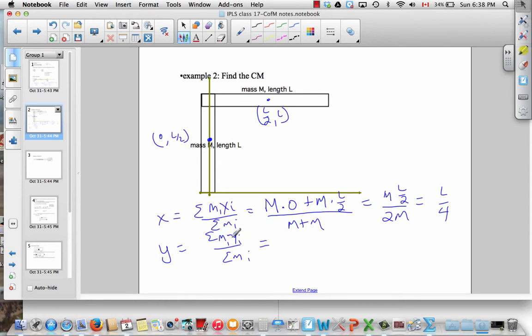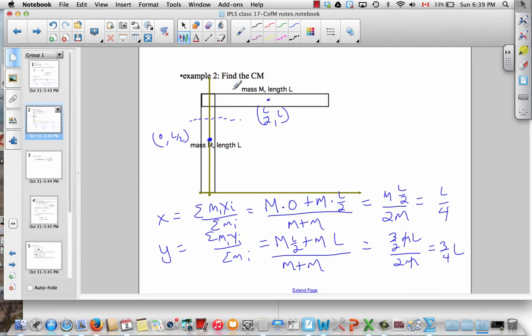Next, for the y-coordinate, we're now going to take the mass m and find the y-coordinates of the two pieces. This one is centered at L over 2. The other one is centered at y equals L. So this is mL over 2 plus mL. That's 3 halves mL. We divide by 2m. So the m's cancel. 3 halves L divided by 2 is 3/4 L. So the y center of mass coordinate is 3/4 L.